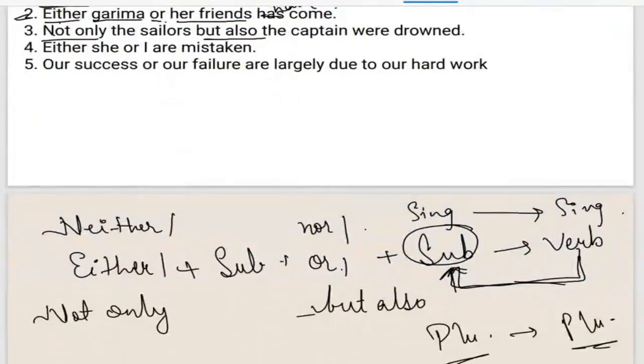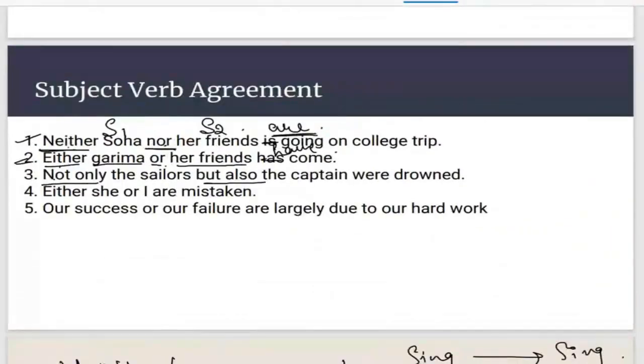Whenever these conjunctions are used in a sentence and they are connecting two subjects, then the verb will agree according to the nearby subject. If the nearby subject is singular, then the verb used will be singular, and if the nearby subject is plural, then the verb used will also be plural. Now we are studying the application of this rule in a sentence.